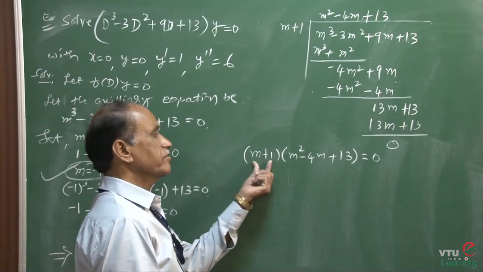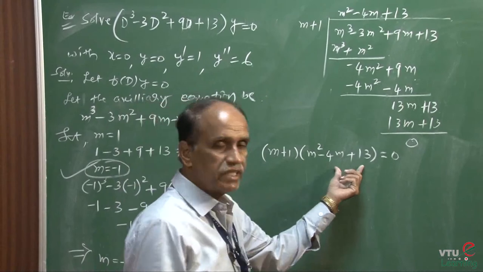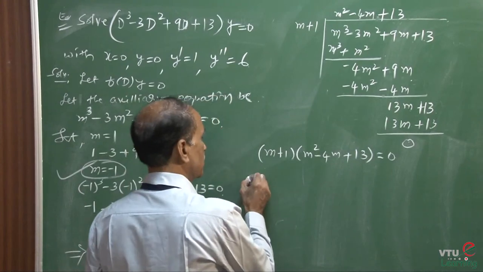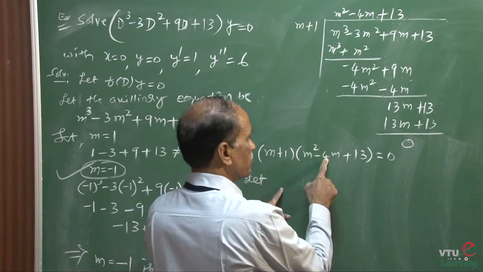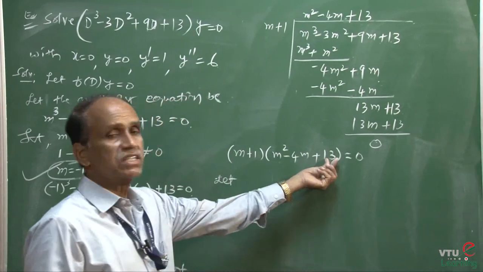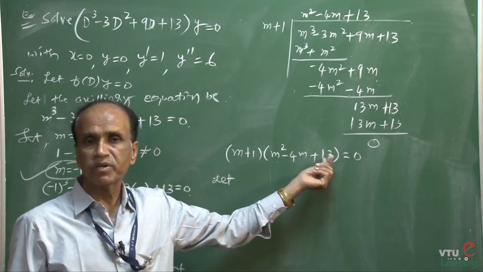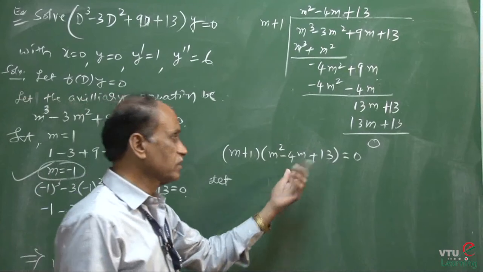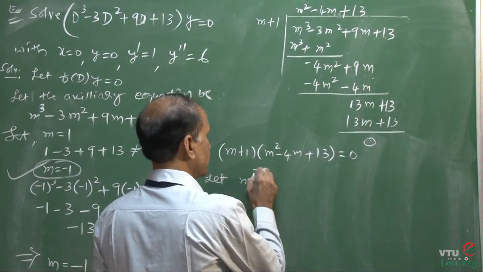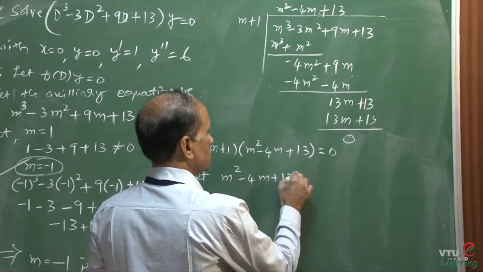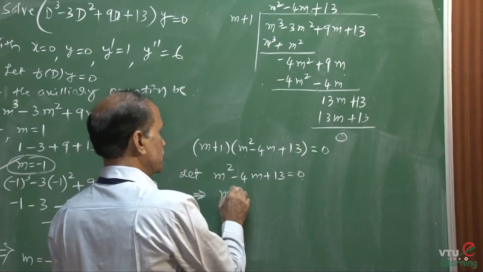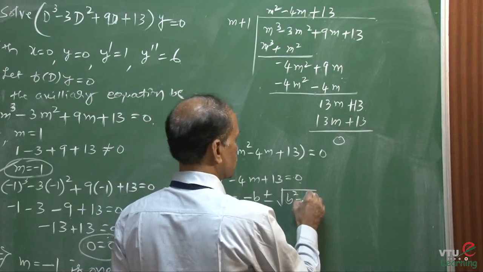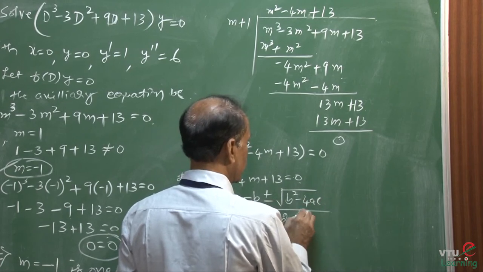Then this is a linear factor, already we have the root, but for the quadratic factor we have to find out the roots. So, what are those two roots? Now, here m square minus 4 m plus 13 is there, 13 is an odd number, it does not give the multiples so that you can get the middle number. So, we can go for the algebraic method. Let m square minus 4 m plus 13 is equal to 0, this implies m is equal to minus b plus or minus root of b square minus 4 a c, divided by 2 a.